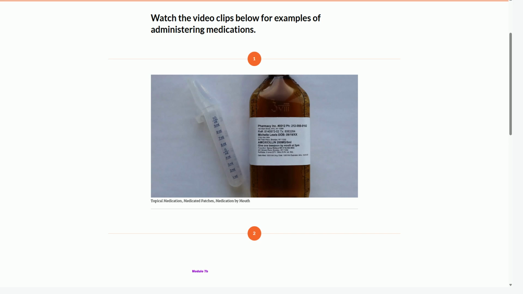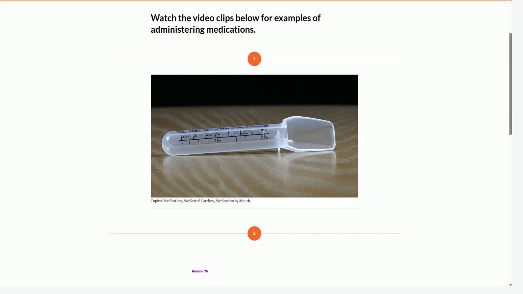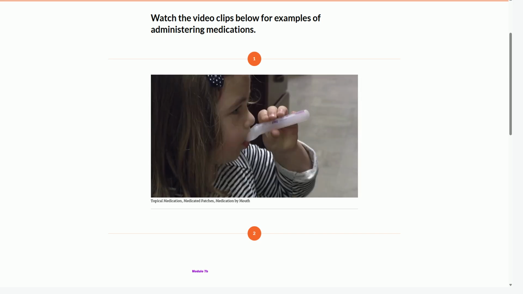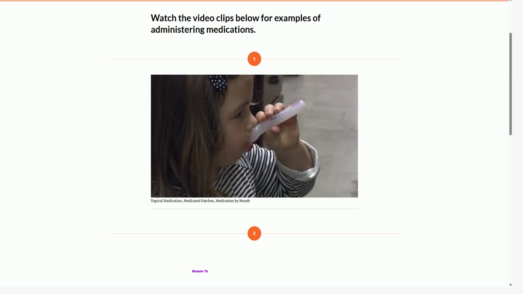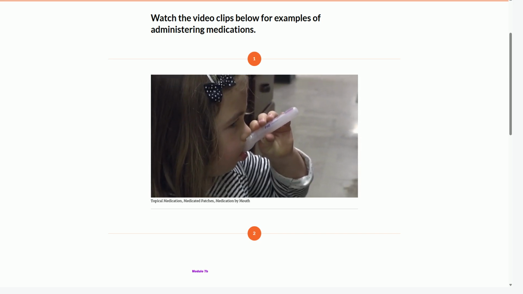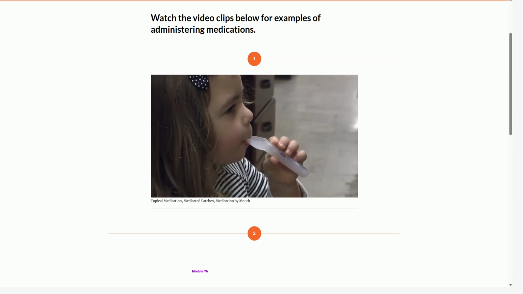If the instructions tell you to give 1 teaspoon and the tool only has measurements in cc's or milliliters, you will need a new tool with teaspoons on it before you can give the medication. If you want to mark the correct dose on the tool with a pen, be sure to mark next to the measurement line instead of on top of it.